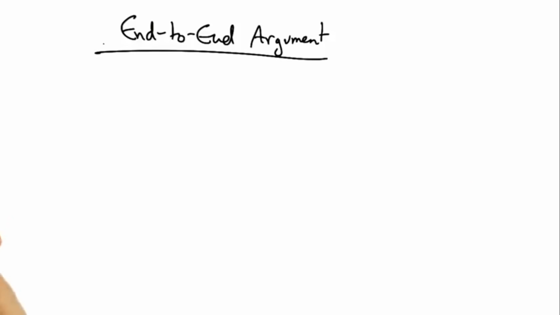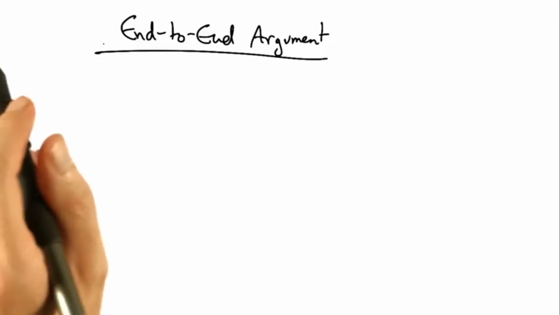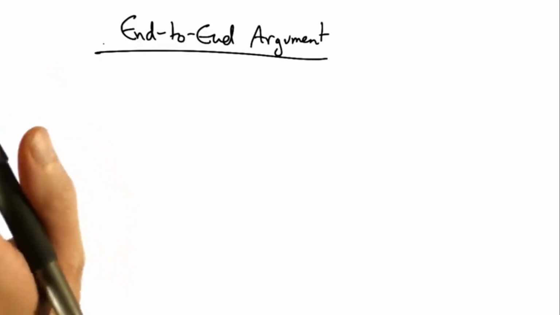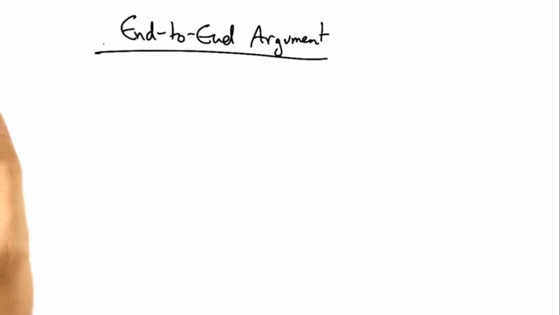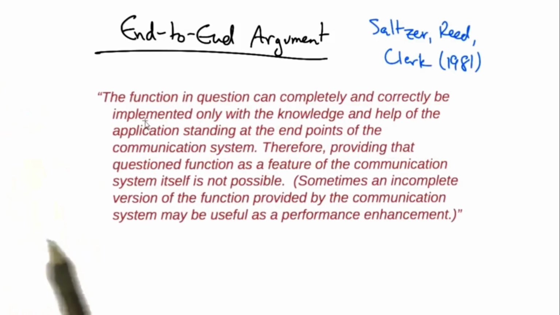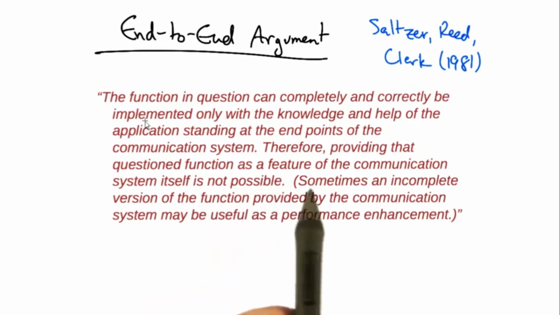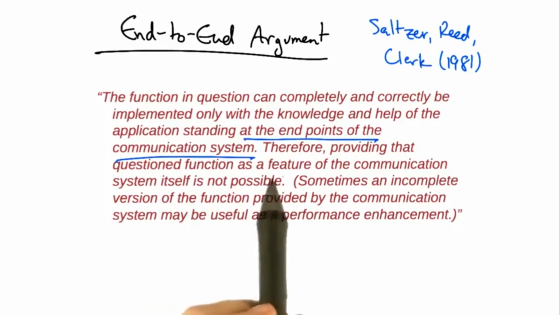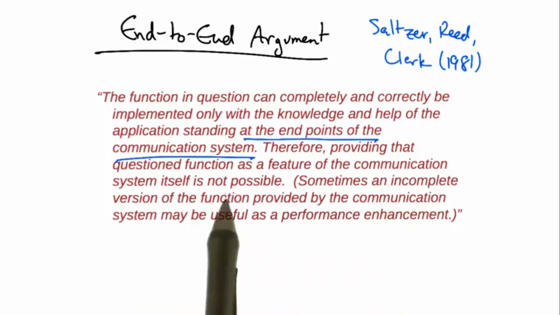In this lesson, we'll cover the end-to-end argument as discussed in the paper End-to-End Arguments in System Design by Salzer, Reed, and Clark in 1981. In a nutshell, the end-to-end argument reads as follows. The function in question can completely and correctly be implemented only with the knowledge and application standing at the endpoints of the communication system. Therefore, providing that question function as a feature of the communication system itself is not possible.